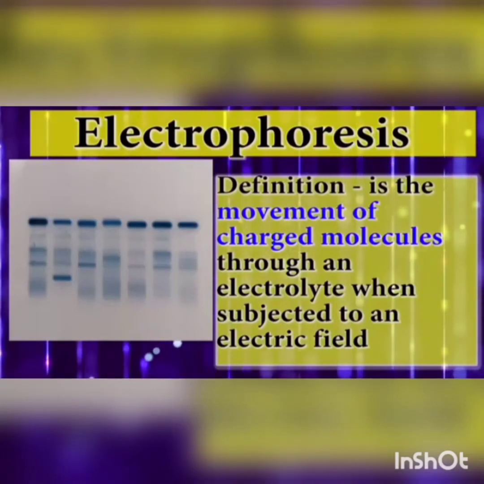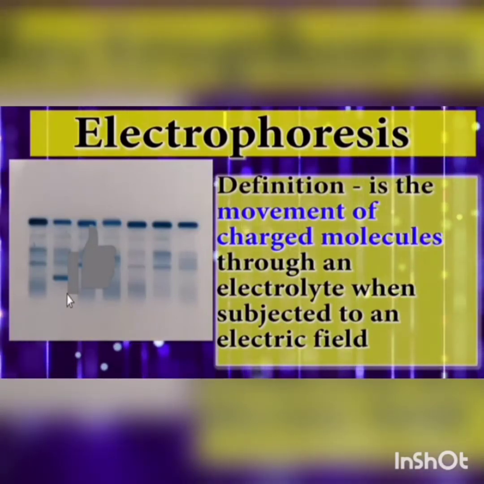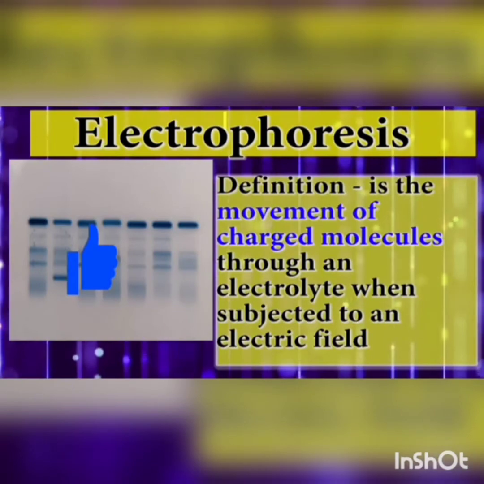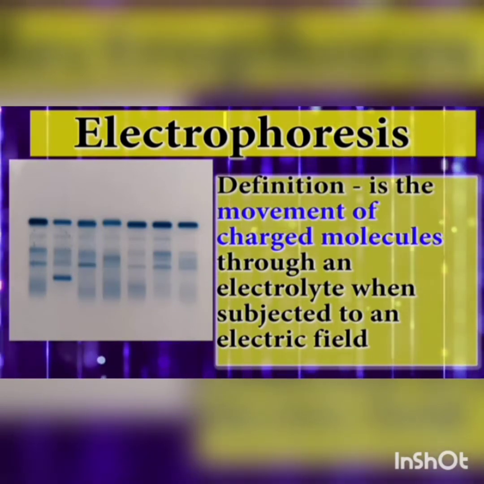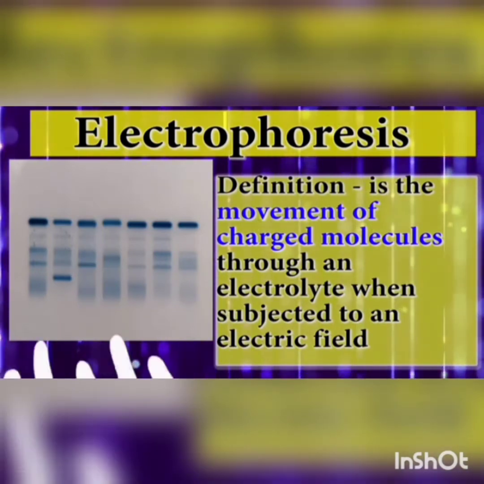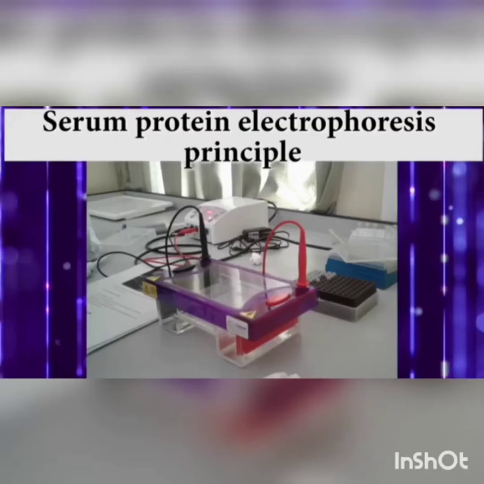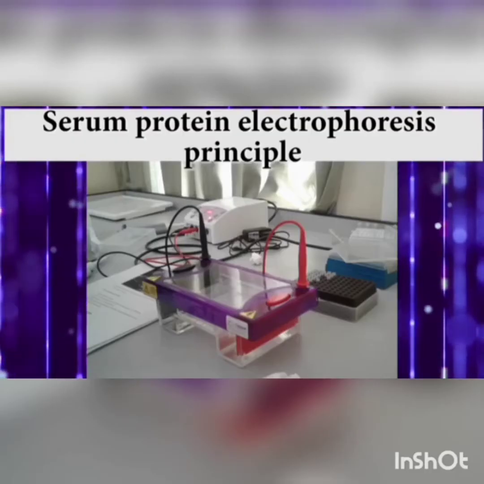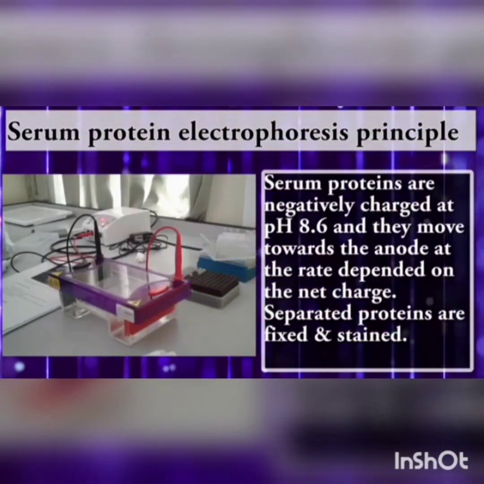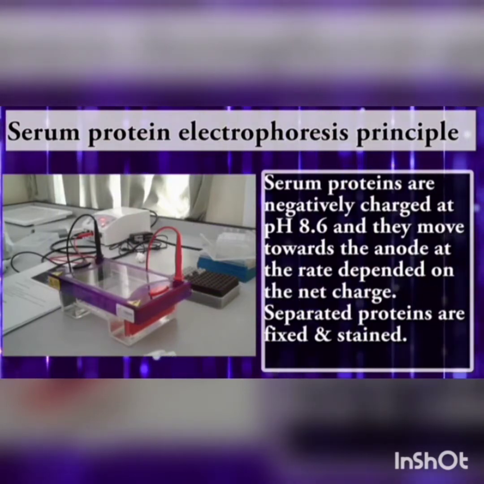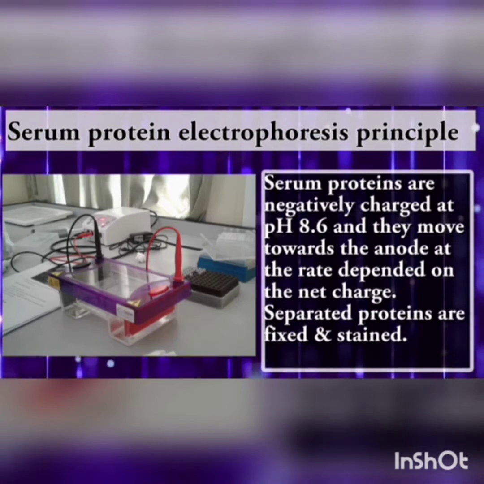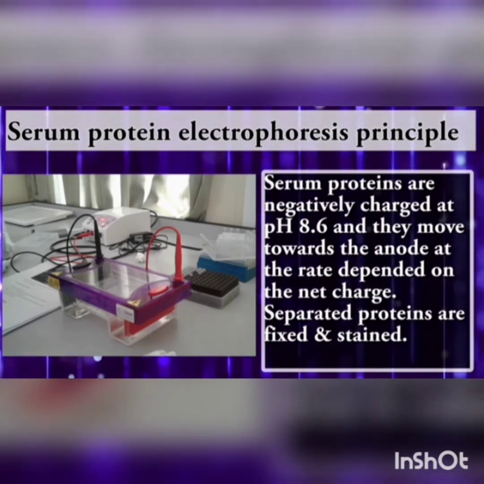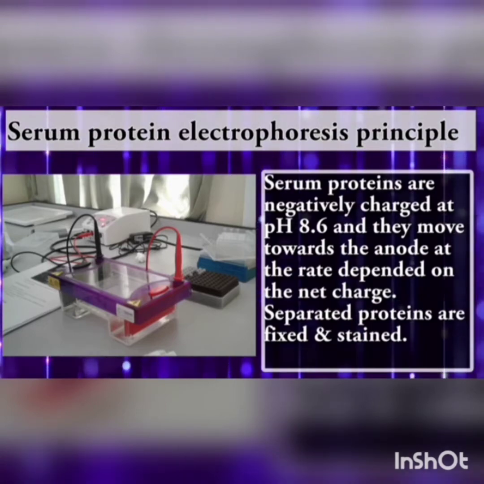Electrophoresis. Electrophoresis is the movement of charged molecules through an electrolyte when subjected to an electric field. Serum protein electrophoresis principle: serum proteins are negatively charged at pH 8.6 and they move towards the anode at a rate dependent on the net charge. Separated proteins are fixed and stained.